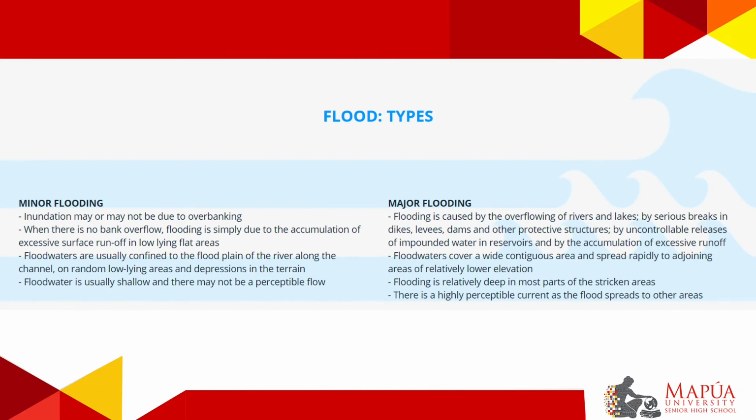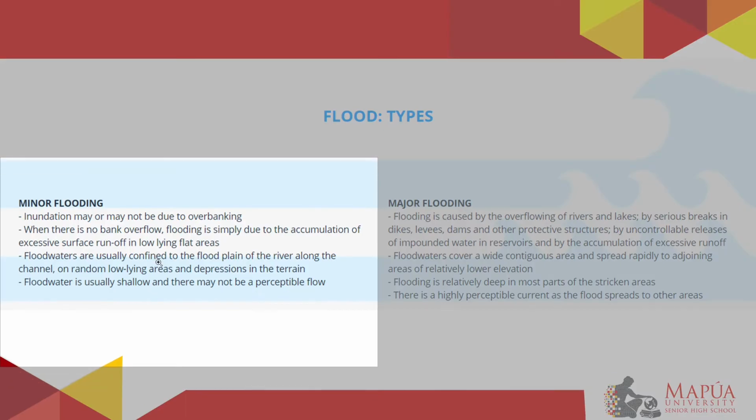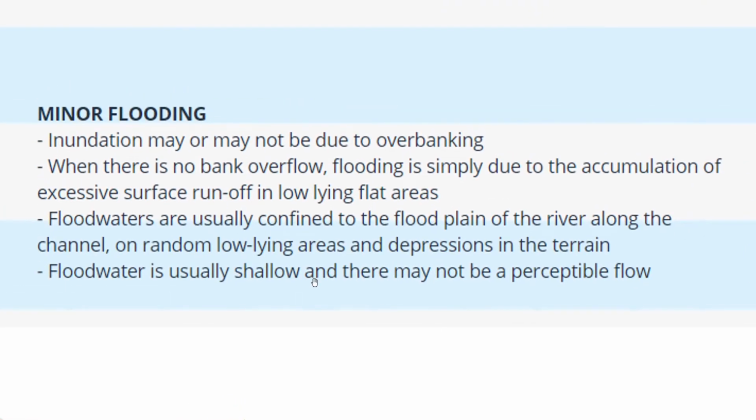And these floodings have two different types. First, we have a minor flooding. A minor flooding means that inundation may or may not be due to overbanking. Okay? When there is no bank overflow, flooding is simply due to the accumulation of excessive surface runoff in low-lying flat areas. Okay. When it comes to banking, it refers to river areas.